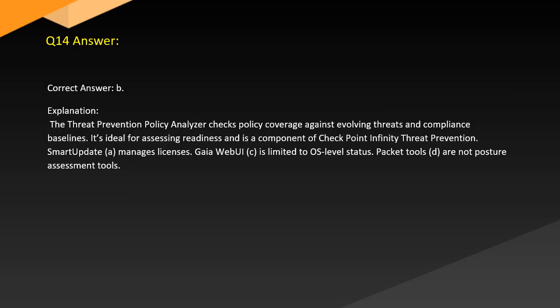Answer. Correct answer: B. Explanation. The Threat Prevention Policy Analyzer checks policy coverage against evolving threats and compliance baselines. It's ideal for assessing readiness and is a component of Check Point Infinity Threat Prevention. SmartUpdate (A) manages licenses. Gaia WebUI (C) is limited to a device-level status. Packet tools (D) are not posture assessment tools.